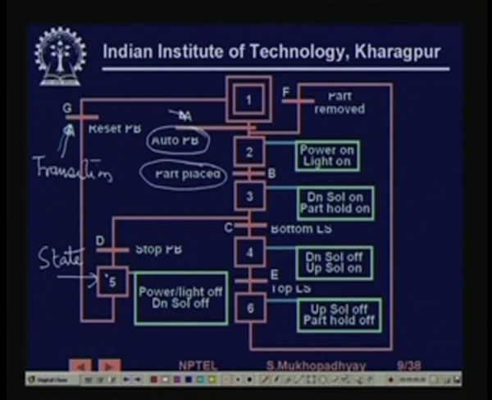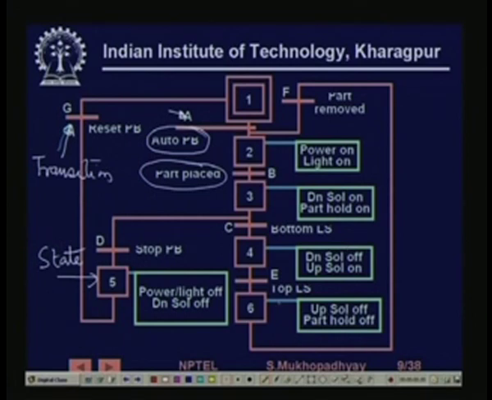So, this is the way, using a graph of nodes and edges, we can describe the behavior of the system unambiguously. This is what we call the state transition diagram, and these are the outputs which are exercised at different states.